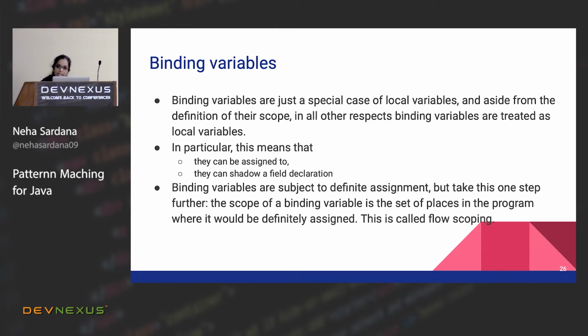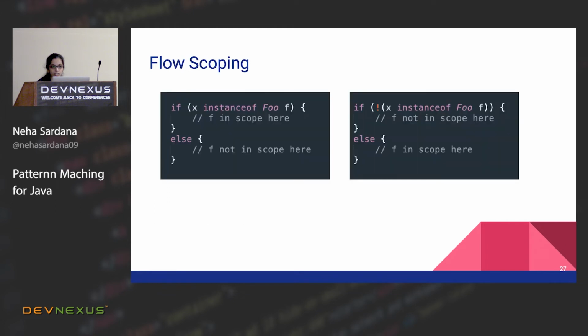The scope of a binding variable is the set of places in the program where it will be definitely assigned. This is called flow scoping. And here is what it looks like. This is weird code, by the way. The first time I saw it was really confusing to me, because this is where the difference comes from between local variables and binding variables. If you see the left side, you have x instanceof Foo f.